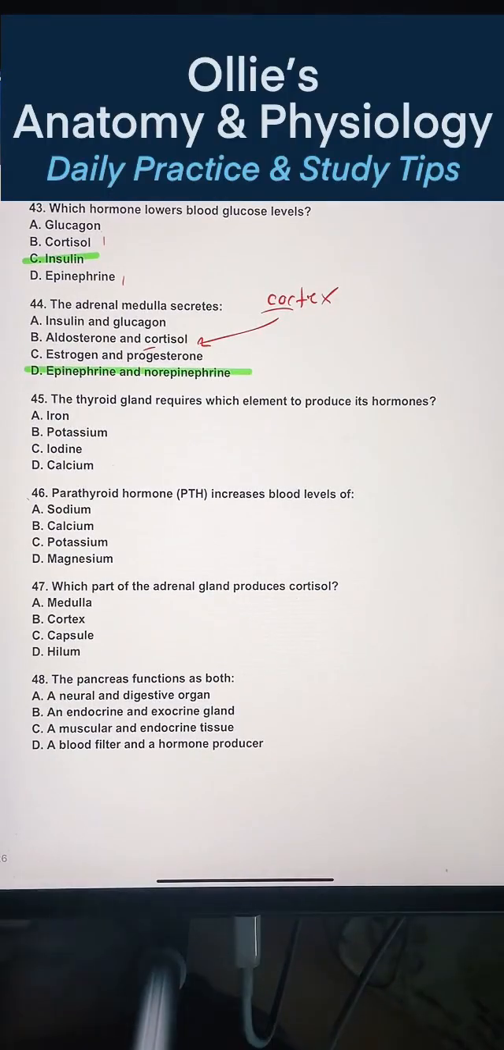Number 45, the thyroid gland requires which element to produce its hormones? Oh, that might actually have ended up being a repeat question. I'll have to go change that. That was a repeat question, but these are very important to know.